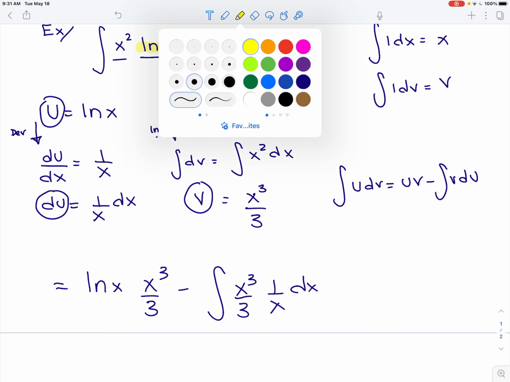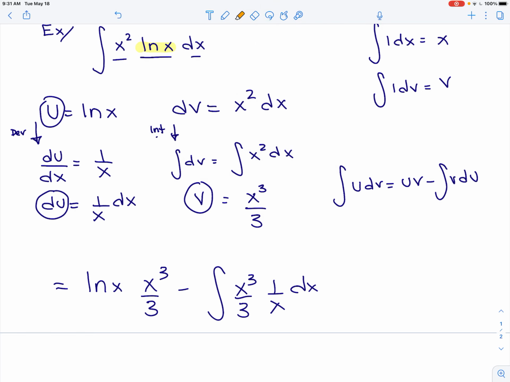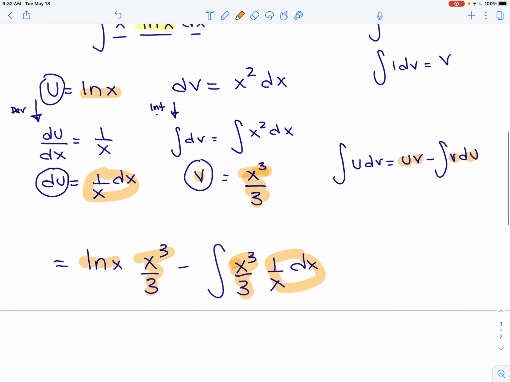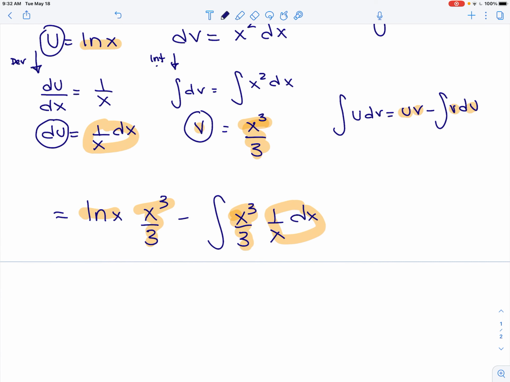Let me get a different color. So I said u, v, and then minus v, and then du, which is this. There we go. And then this is going to be the answer.